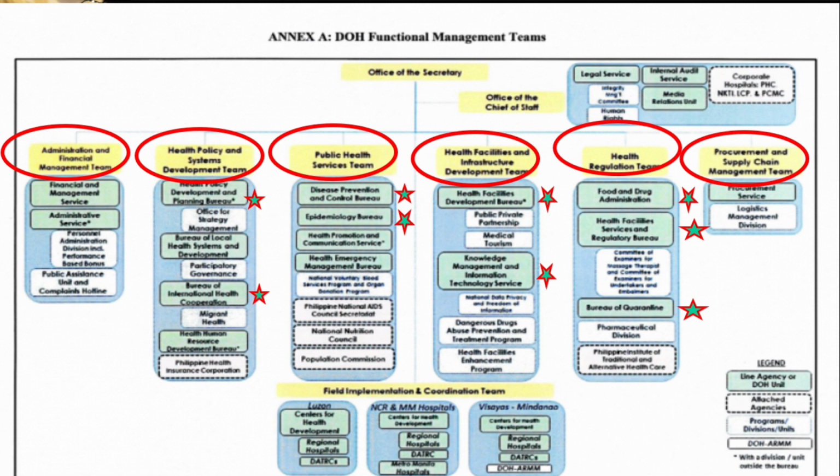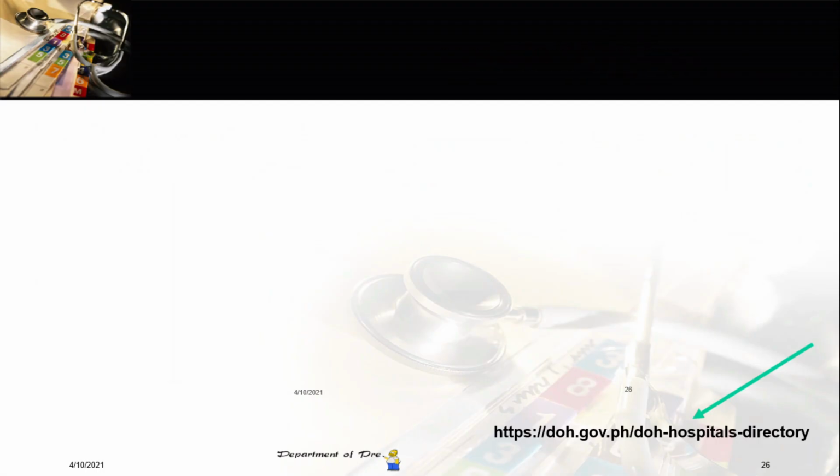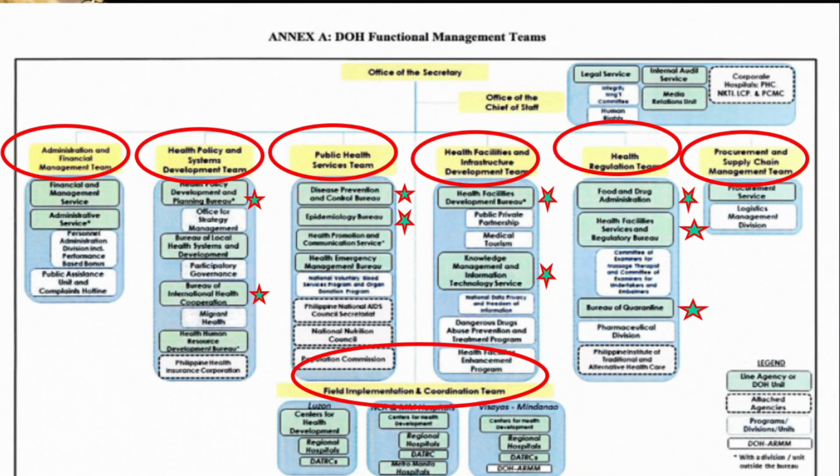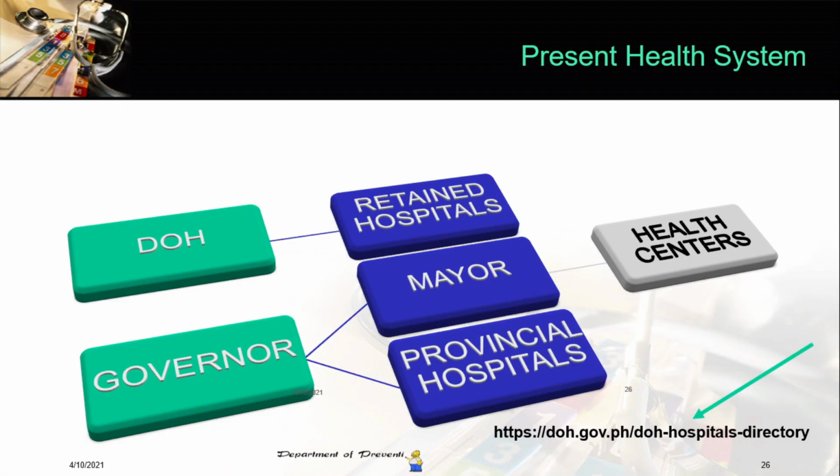The last is the Field Implementation and Coordination Team. There are 3 clusters: Luzon, NCR, and Visayas, Mindanao, and there are regional offices we call Centers for Health Development. They are the ones who coordinate with the LGU in implementing the programs of the Department of Health. The LGUs, on the other hand, are the service providers. The central office has to go through the regional centers for health development before they can ask the LGU to implement the government programs at the LGU level. This is the present setup of our health system.